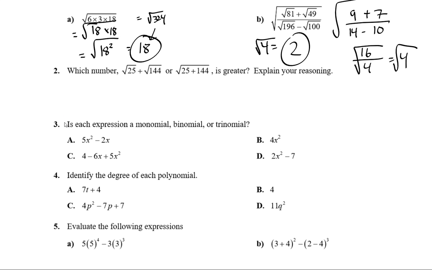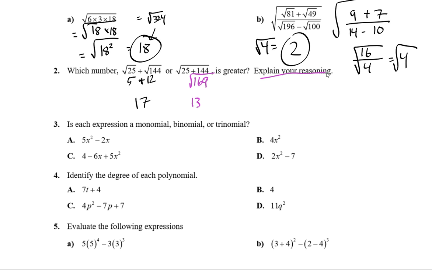For question 2, which number, this one or that one, is greater? So the first one we can try root 25, which is 5, plus root 144, which is 12. 5 plus 12 is 17. So that's this one. And for the second one, if we do 25 plus 144, which is 169, and then we take the root, the square root of 169 is 13.